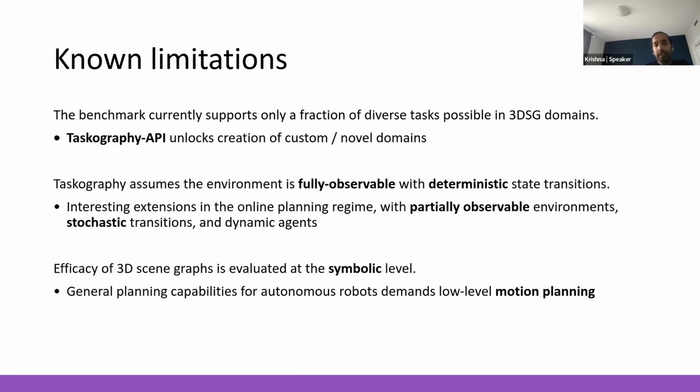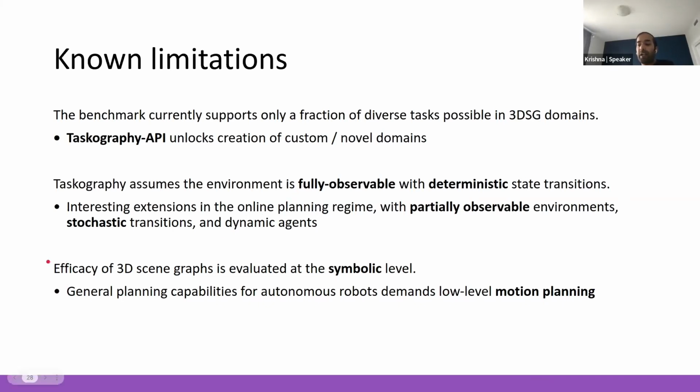So again, before I jump to the final slide, there are a few known limitations for the Taskography benchmark. We only support a fraction of tasks that are actually possible with 3D scene graph domains. We take a big step towards providing really large-scale tasks compared to what exists in literature, but we still only assume fully observable environments and deterministic state transitions. While these are assumptions we share with a lot of approaches, this is something future work should definitely start relaxing and move towards partial observability, stochastic transitions, and so on.